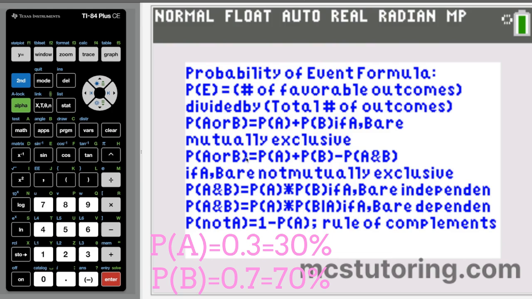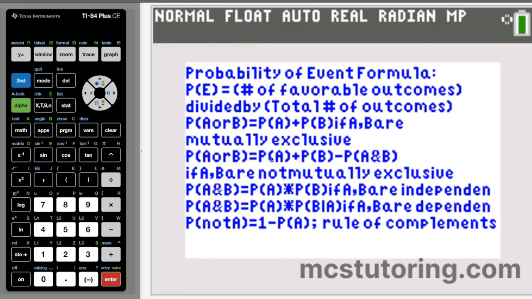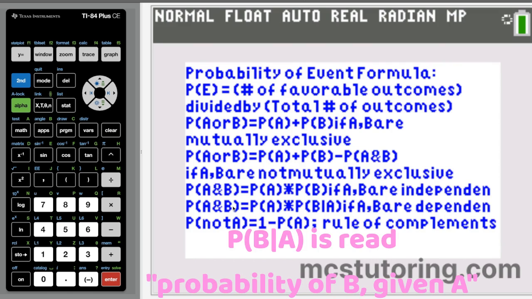But then if you have something not mutually exclusive, the probability of A or B would be the probability of A plus the probability of B minus the probability of A and B. And this A and B here means the overlap. Then if we talk about another type, the probability of A and B, meaning they both happen at the same time or both happen in an event, it's the probability of A times the probability of B if they are independent. But then the probability of A and B is the probability of A times the probability of B given A. That's what this vertical line symbol means here. Probability of B given A if A and B are dependent.